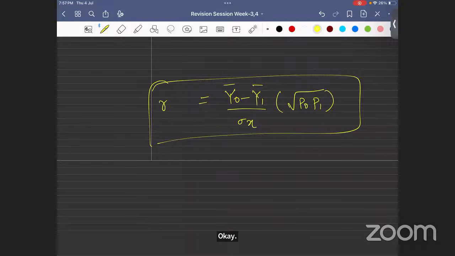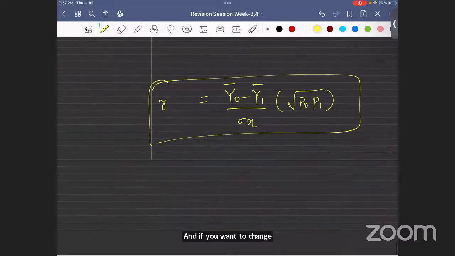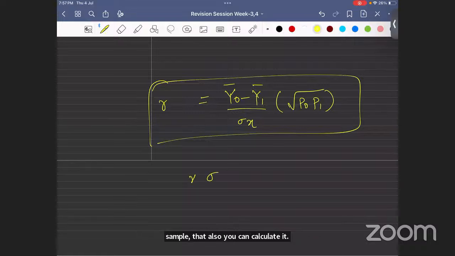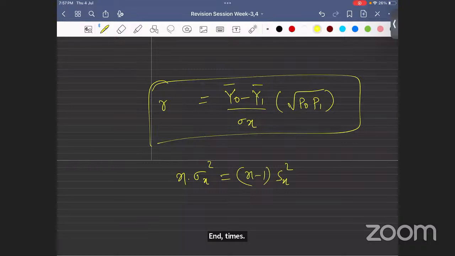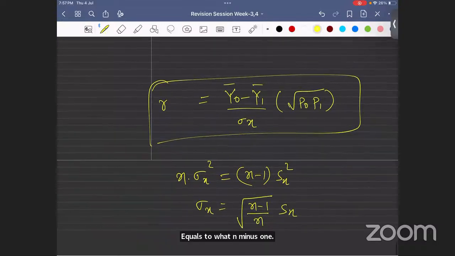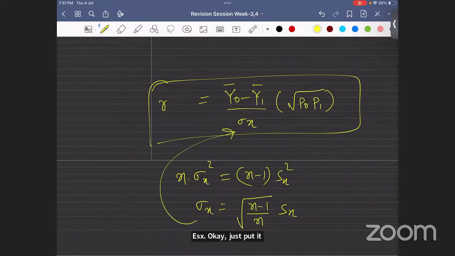If you want to change this into the form of a sample variance, that you can also calculate. How will you write this? You can write it like this: N times sigma square equals N minus 1 times Sx square. You just put it here directly, and you'll get it in the form of a sample variance.